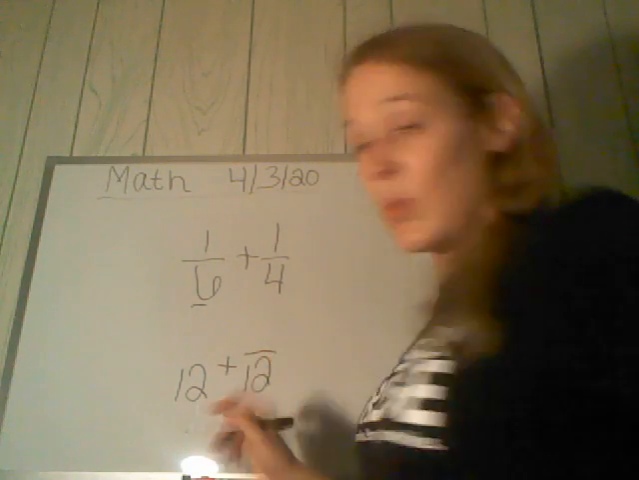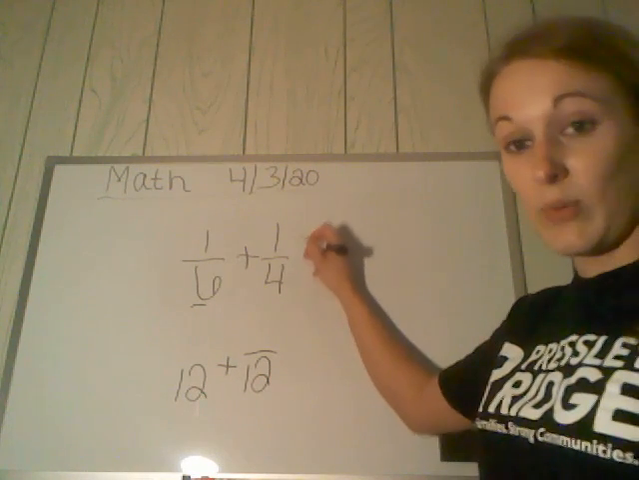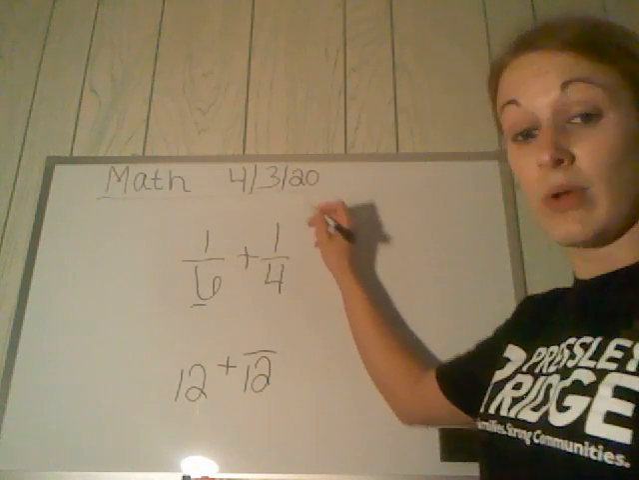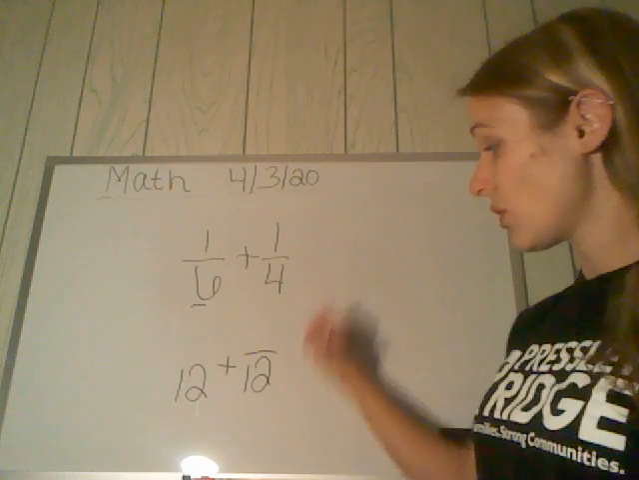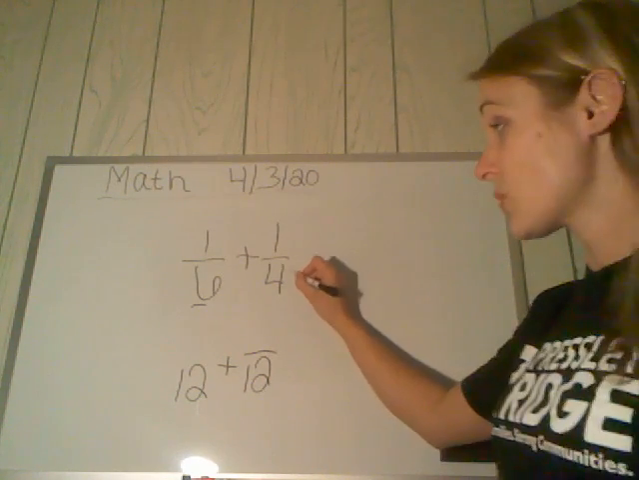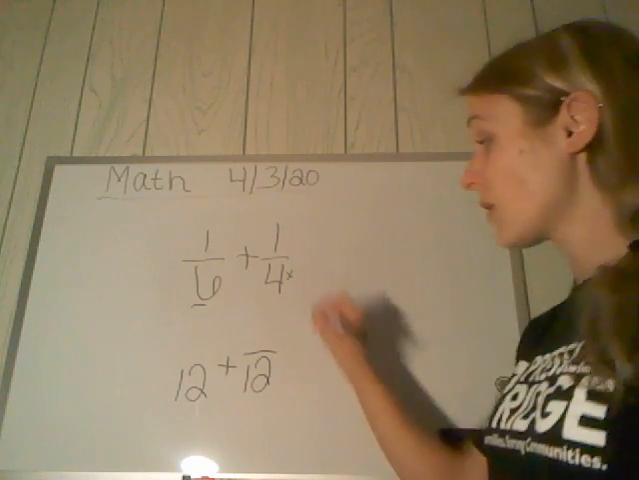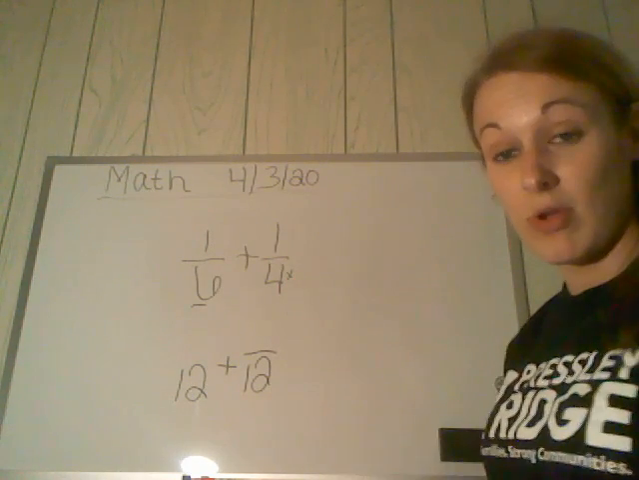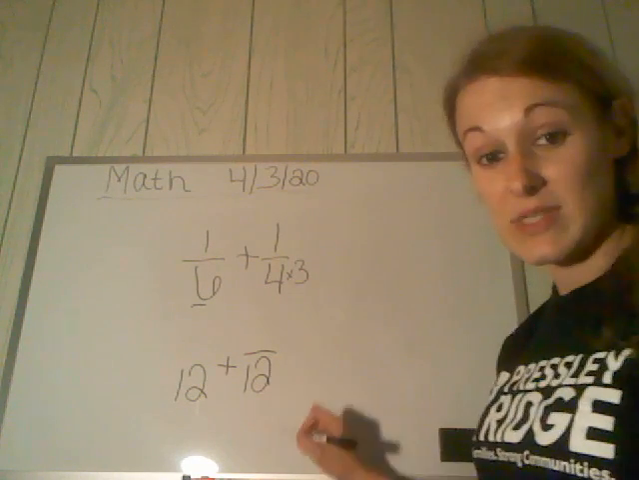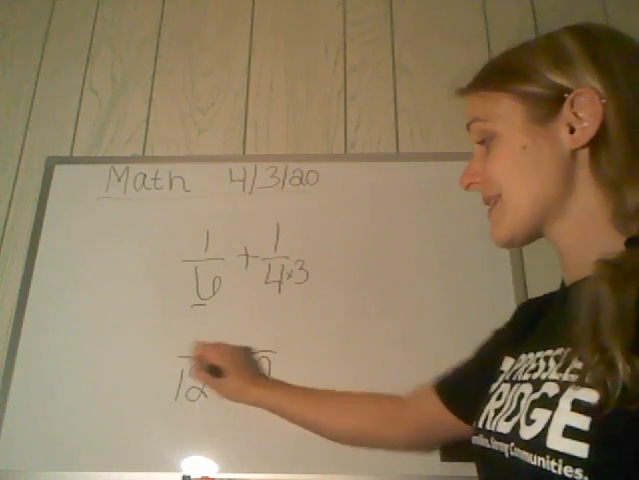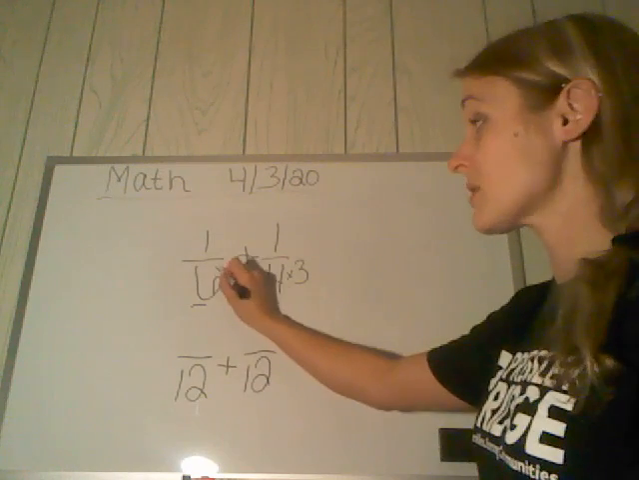However, we can't just keep that as 12. What we do to the denominator, we have to do to the numerator. So how we got 12 from 4 is we took 4 times, what would it take to get 12? 4 times what? 4 times 3. That's how we got this one. Now what did it take to get 6 to 12? 6 times 2.